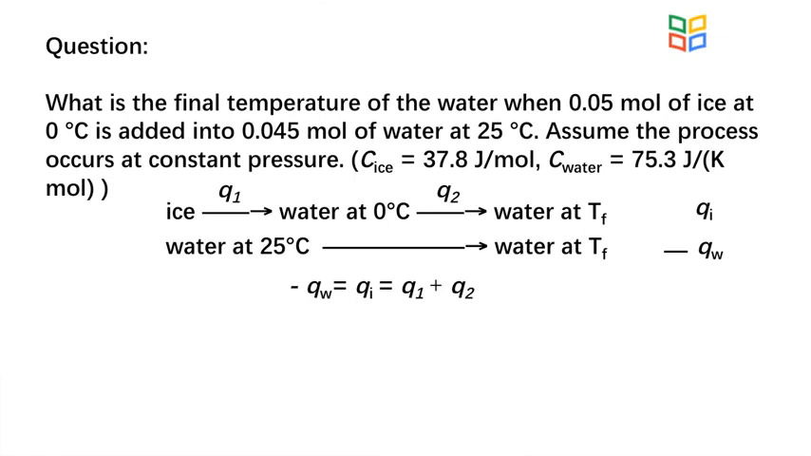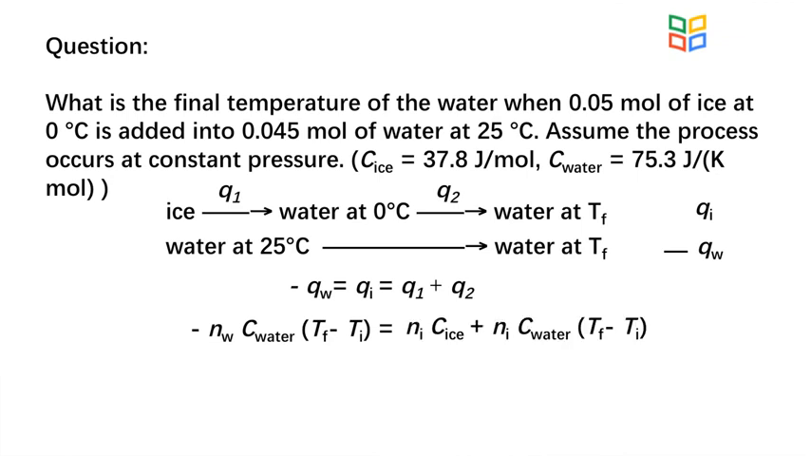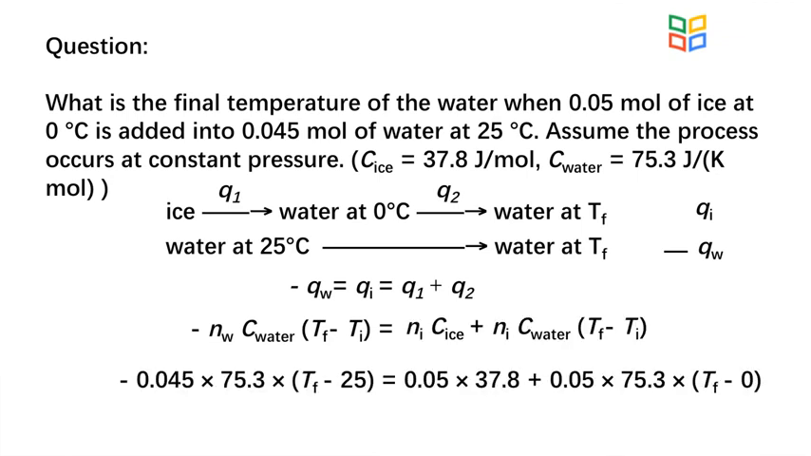Then the equation is further expressed by moles times the heat capacity and temperature change, T final minus T initial. Plug the values into the equation. Finally, we have T final is 11.58 degrees C.